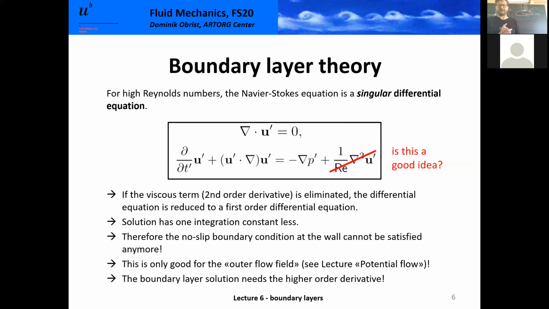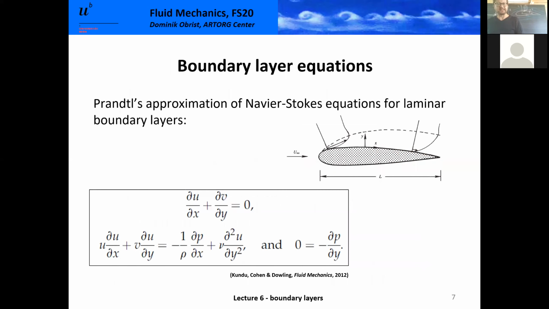By the way, these equations, they have a name. Equations where the highest order term has a small coefficient in front of it are called singular differential equations, because you have a singularity in the relevant term, in the highest order term. So Prandtl realized that we need to be careful about the second derivative in space, we need to maintain it somehow. And here's what he did.